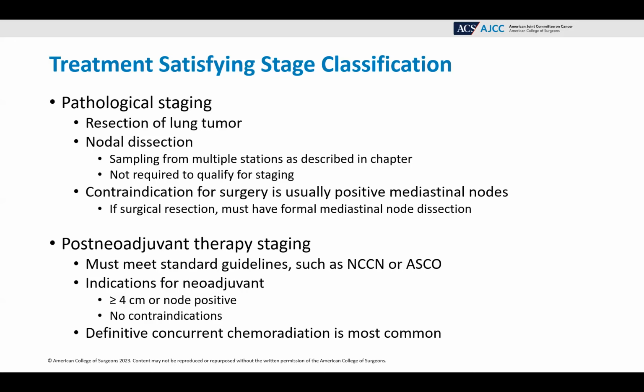The indications for neoadjuvant are commonly greater than or equal to 4 centimeters or node positive, along with no contraindications. And usually definitive concurrent chemoradiation is the most common type of neoadjuvant therapy given.